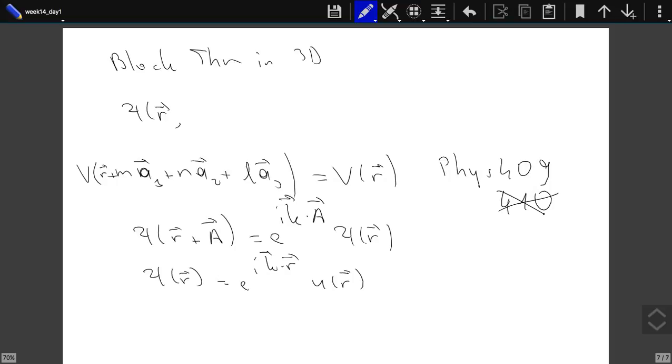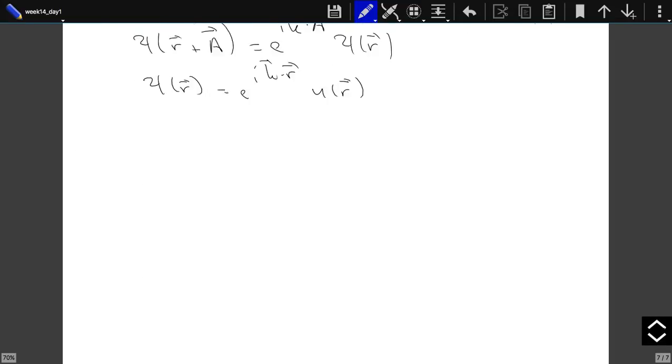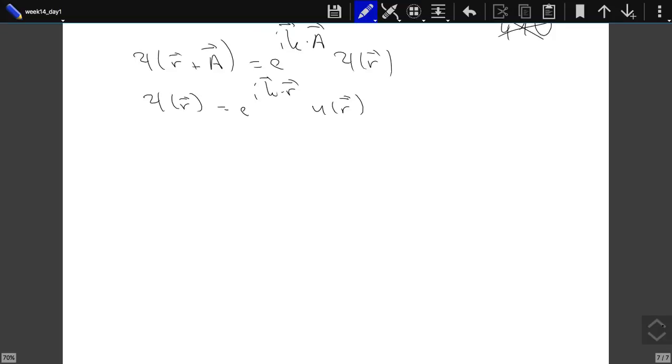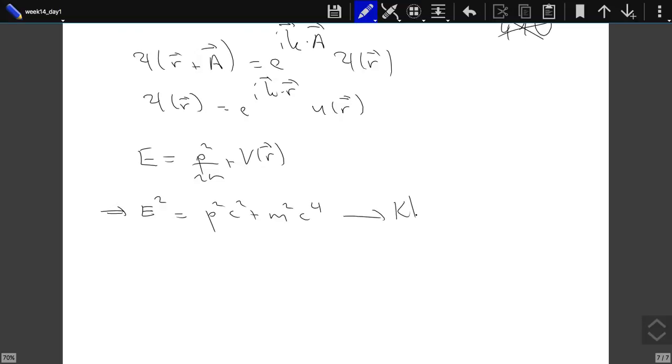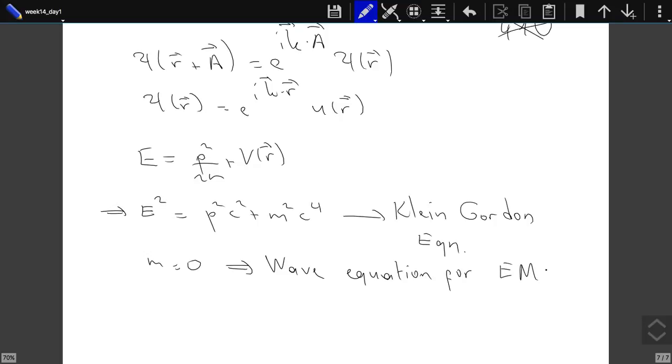The relativistic equations do involve the wave functions of the photon, by the way. Basically, the question is this one. When we were writing the Schrodinger equation, we started by saying that the energy is equal to p squared over 2m plus V of r. This is not true in relativistic mechanics. So we have to modify this. E squared should be equal to p squared c squared plus m squared c to the 4. And from here you get the Klein-Gordon equation. And if you set m equal to 0, you get the wave equation for electromagnetic waves.